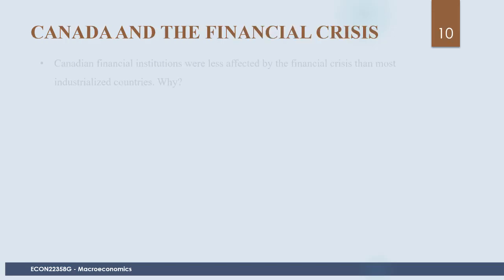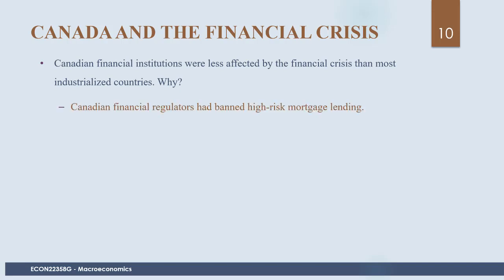So, Canada and the financial crisis. Canadian financial institutions were less affected by the financial crisis than many other industrialized countries. What is the reason for that? Well, Canadian financial regulators had banned high-risk mortgage lending, and that's what got the U.S. into trouble.